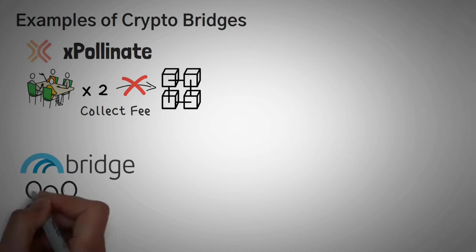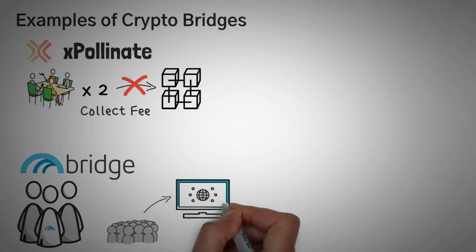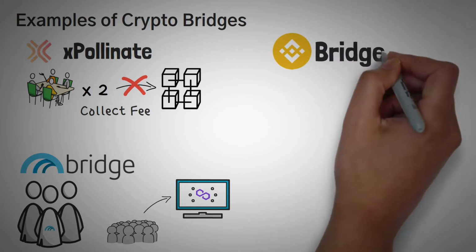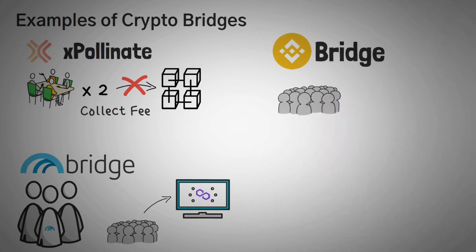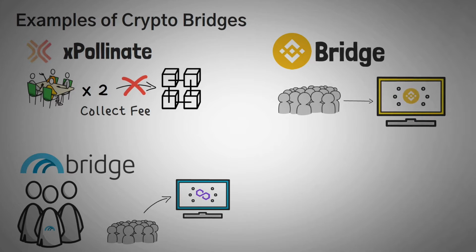Now this bridge was developed by the Matic or the Polygon team to help get more people onto the true Polygon network instead of Polygon on the Ethereum network. And lastly, we have the Binance bridge. Now this bridge was actually created by the Binance company to also help onboard people from other cryptocurrencies to move to the Binance Smart Chain.